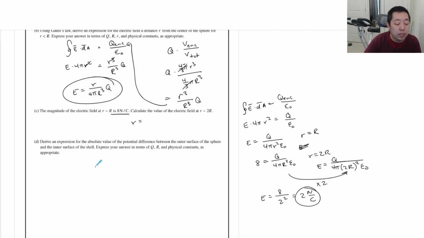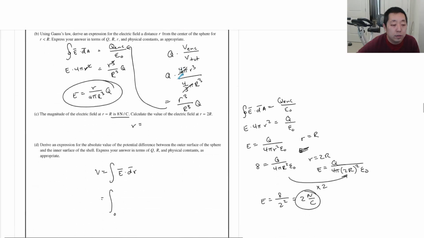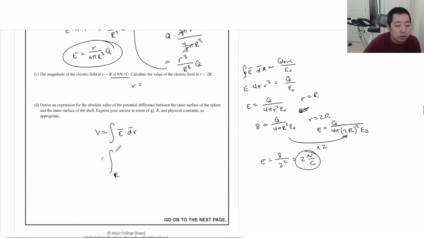So in terms of the potential difference, we're just going to do the integral of E dr, right? And we're going to integrate from, well, let's look at our distances. We're going to go from this point here and integrate all the way to this point. So we're going to go from big R to 4R of the electric field, which we found over here, which was Q over 4 pi big R squared epsilon naught, right?